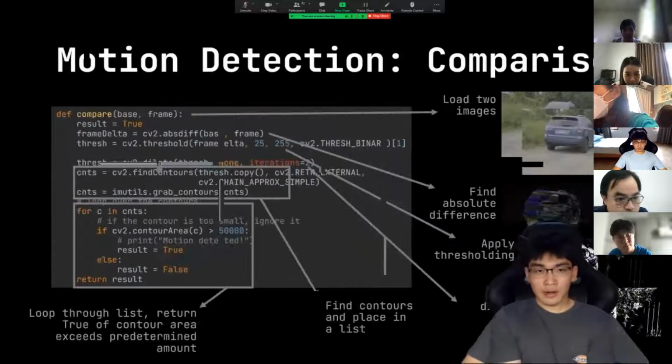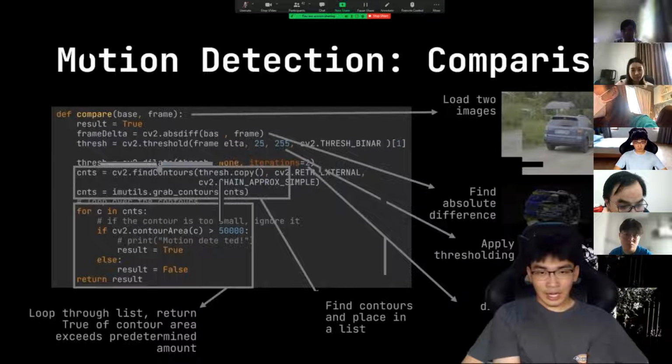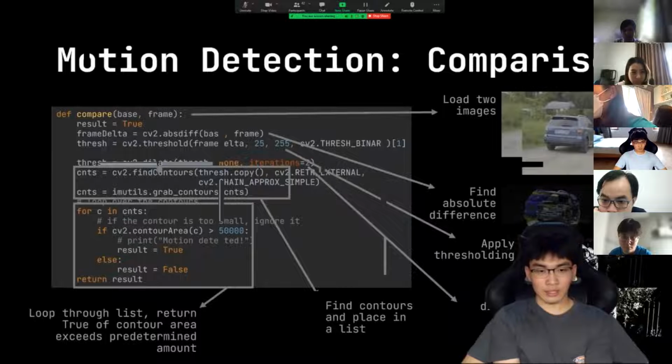So for the comparison function, it loads two images, the base one and the current one. Then it enhances the difference by finding the absolute difference, applying thresholding, and applying dilation. After that, it finds contours and places them in a list, and then it loops through the list, returning true if the contour area exceeds the predetermined amount.